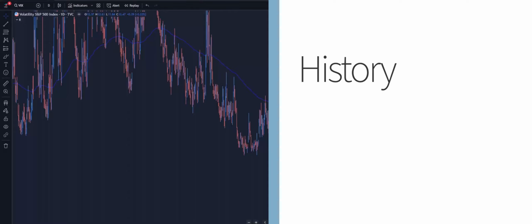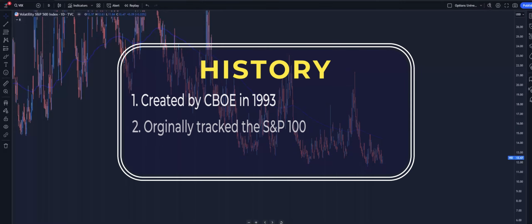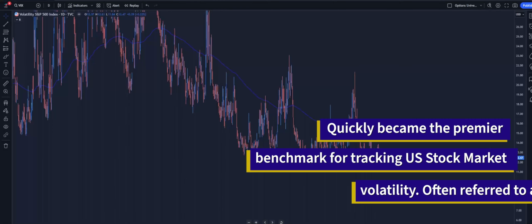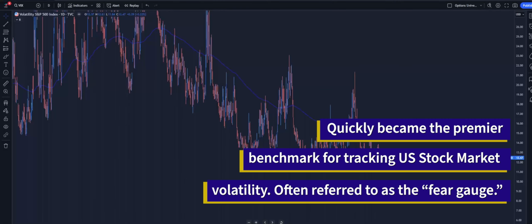Where did the VIX come from? How did it start? Well, the VIX originally was designed in 1993 by CBOE to measure the S&P 100 index on the market's expectation of 30-day volatility. In 1993, it was only measuring S&P at the money positions. It quickly became a very widespread, accepted way to measure market volatility.